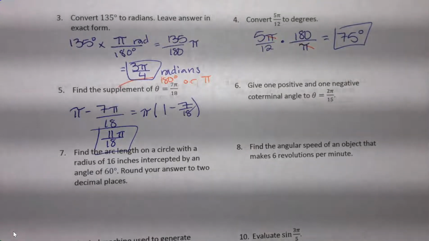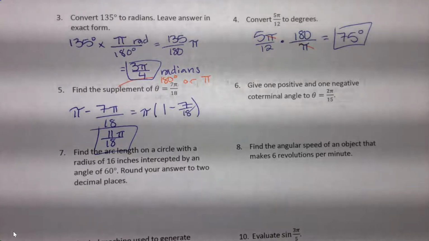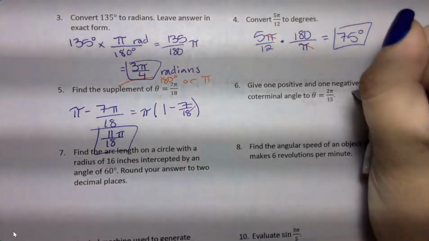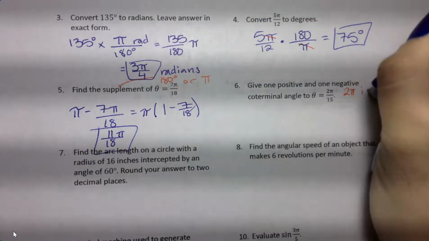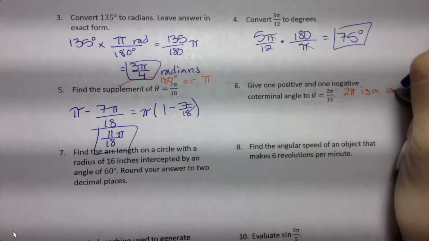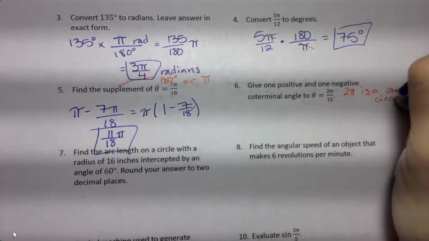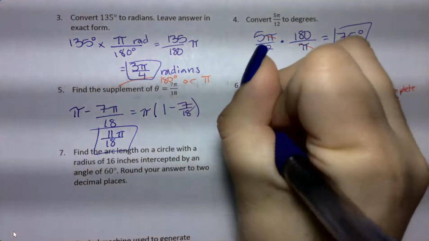Okay. Number 6 wants me to give one positive and one negative coterminal angle. So again, this is asking for two things here. On this question on the quiz, it'd be worth 2 points. To this angle, and it gives it to me in radians. When I'm working with radians, 2 pi is a complete circle. So for the positive, I'm going to add 2 pi.